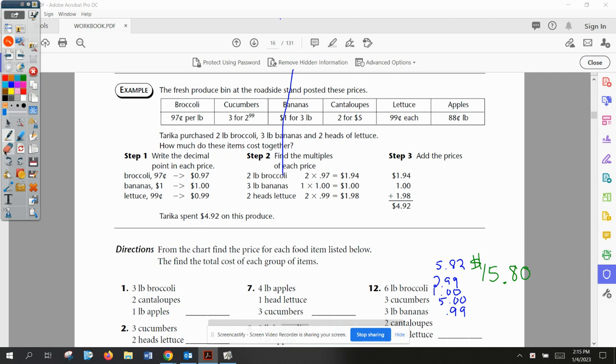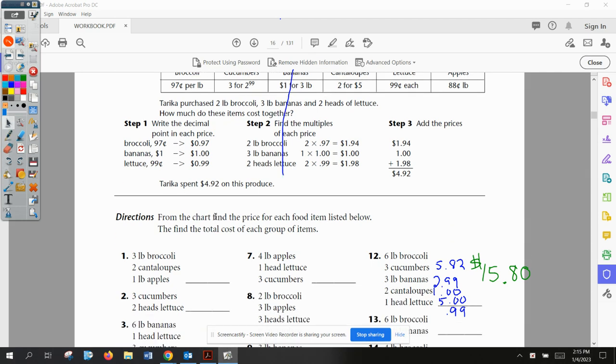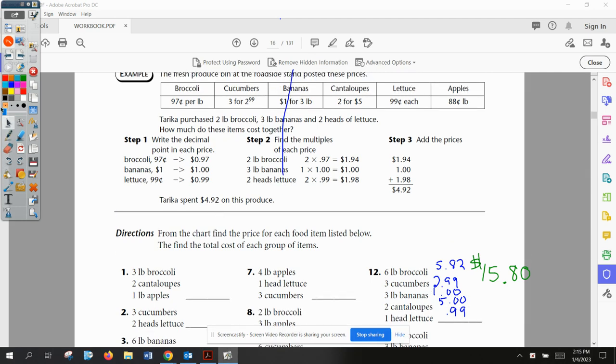Okay. Now let's go on to the other problem we're going to work on together, which is number 2. We are still talking about cucumbers and lettuce. This time we're buying 3 cucumbers. Again, they're sold by the 3-pack, so we're going to be spending $2.99 on cucumbers. And this time we're buying 2 heads of lettuce. Each lettuce costs 99 cents.